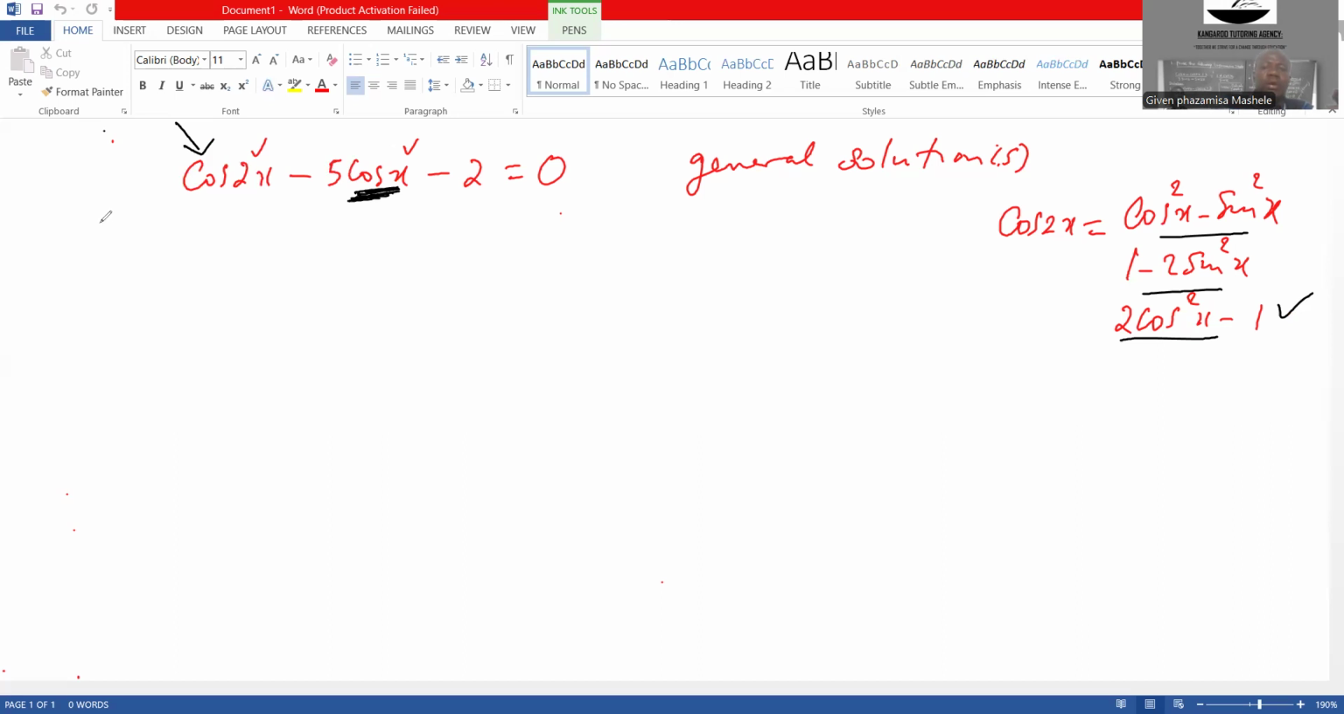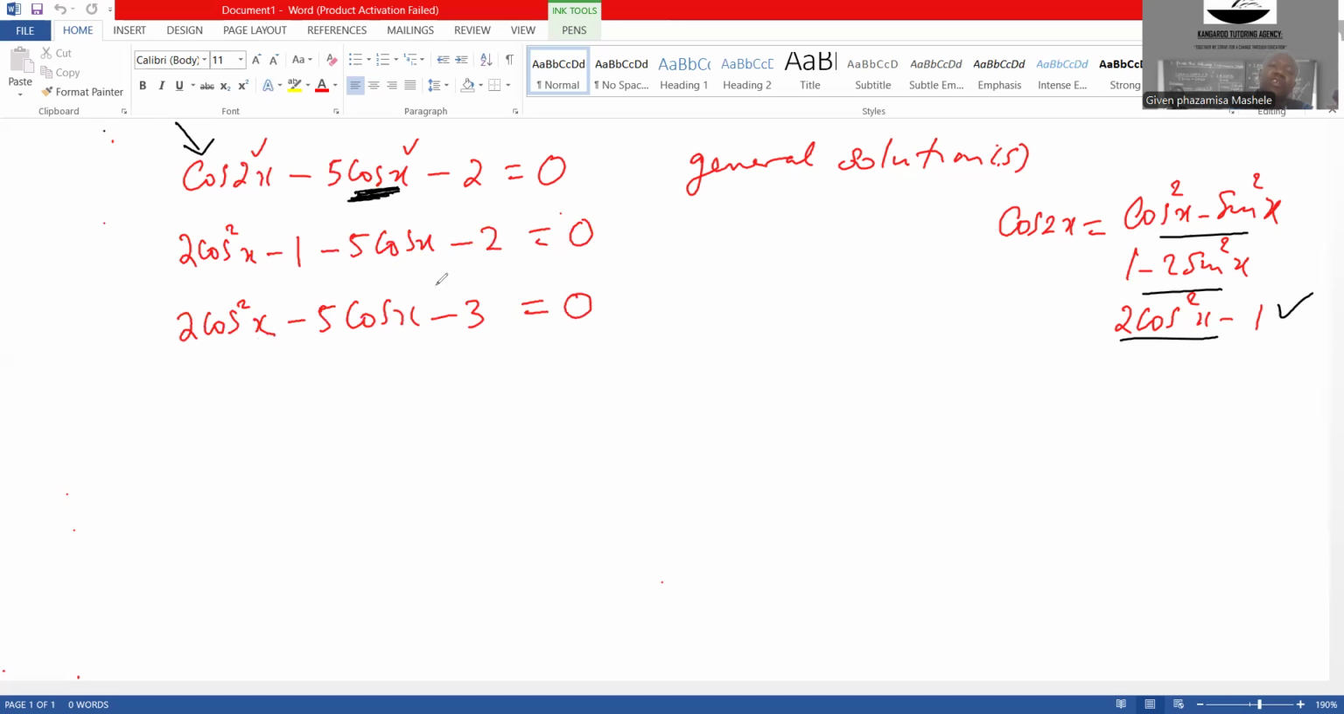So now, this will be 2 cos squared x minus 1 minus 5 cos x minus 2 equals 0. Let's write this in standard form. This becomes 2 cos squared x minus 5 cos x minus 3 equals 0. So you see that this is a quadratic equation.